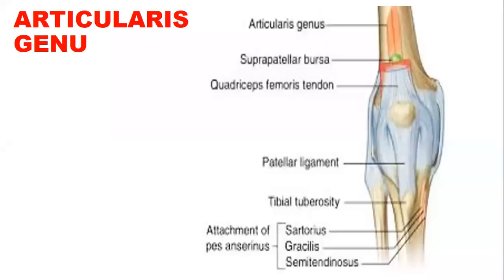Tomorrow we will discuss the other important structures of the front of the thigh, like the femoral triangle, adductor canal, femoral nerve, and femoral vessels.